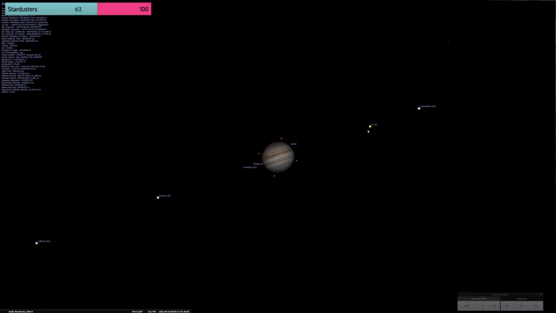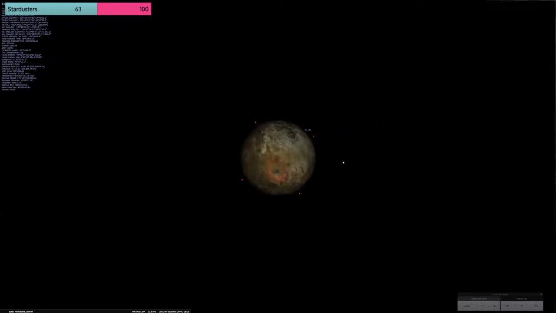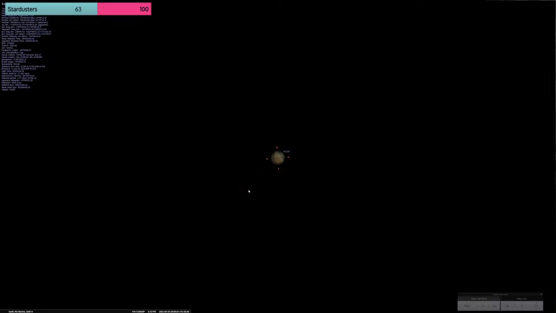Io is a volcanic moon. Can we zoom in on Io enough? Maybe. It doesn't look too good, but that's okay. Io is a volcanic moon. As you see, it's got lots of weird coloring due to the sulfur and other materials blowing out onto its surface. It's too close to Jupiter. Jupiter's gravity is slowly pulling it apart and causing volcanic activity.